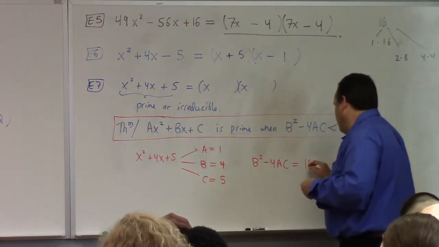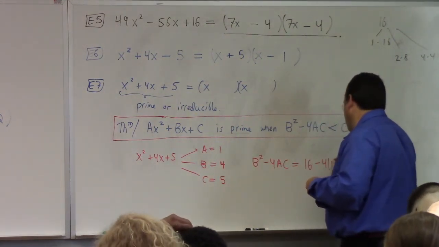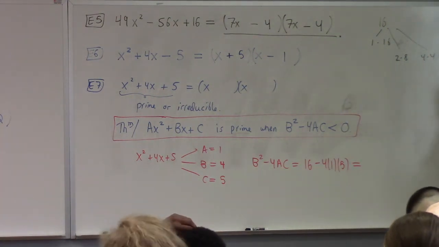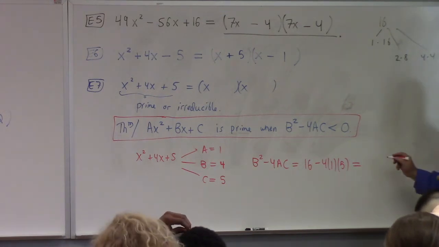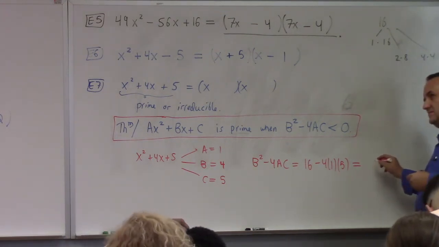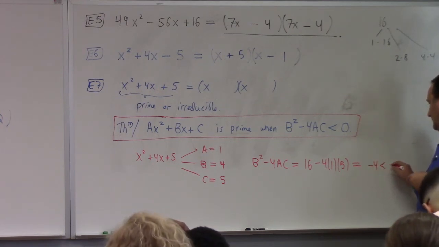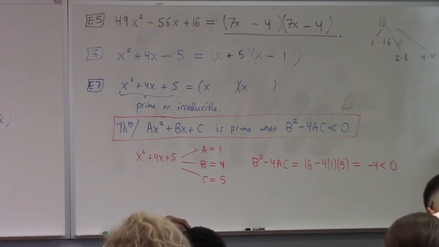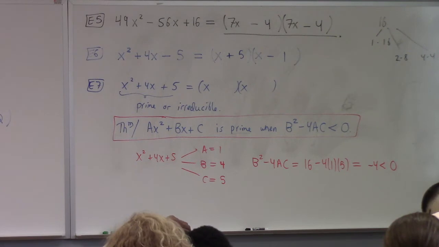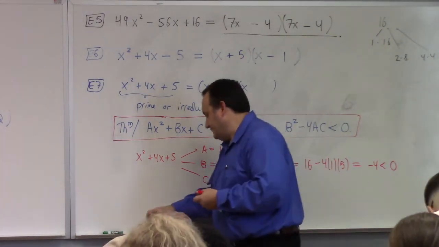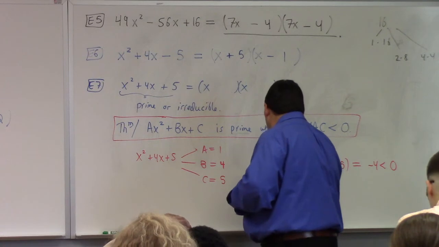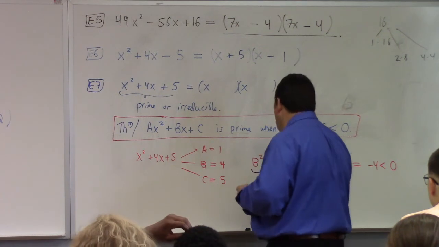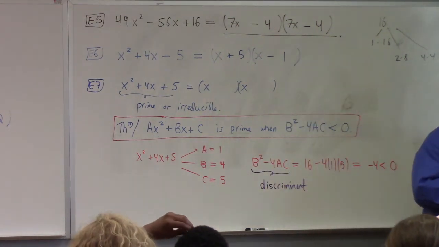We get 16 minus 4 times 1 times 5, which is 16 minus 20, right? Which is, what is that? Negative 4, right? That is less than 0. That, my friends, is a prime polynomial. Now, what is this thing called, by the way? This is called the discriminant. Because it discriminates what kind of polynomial you're looking at.